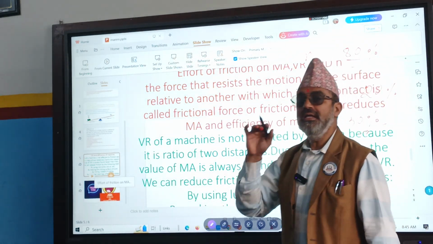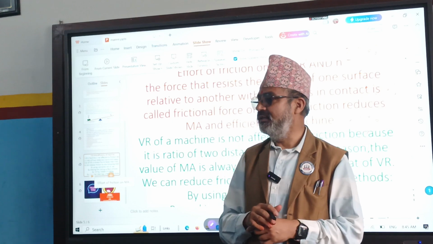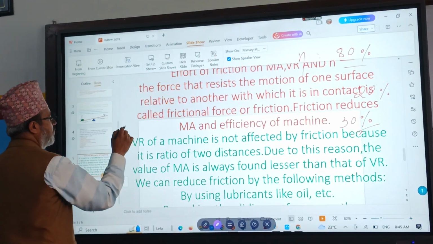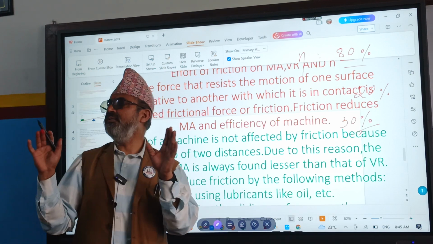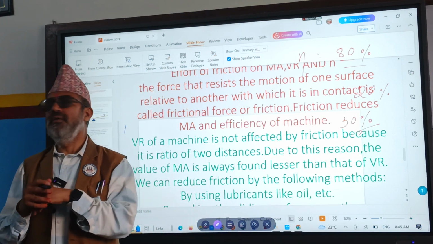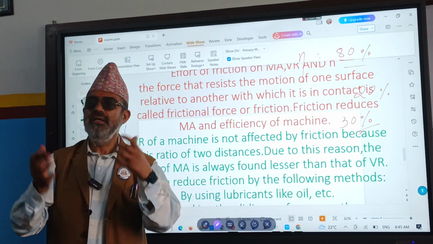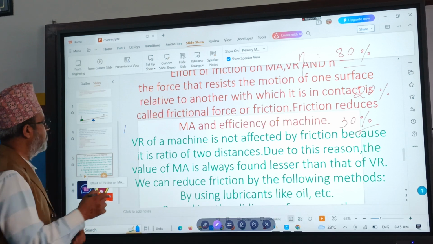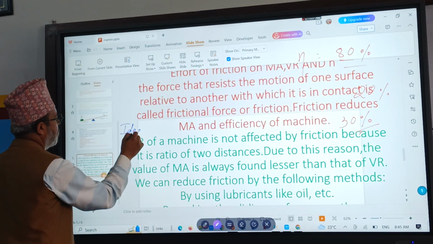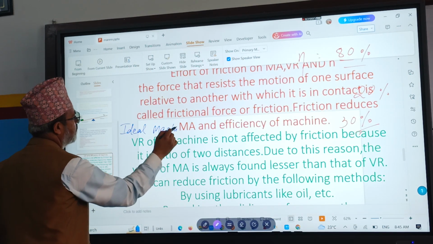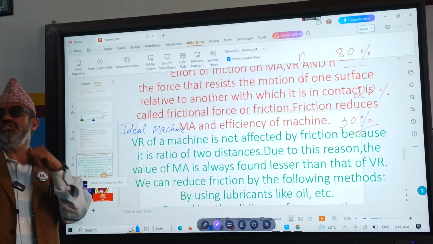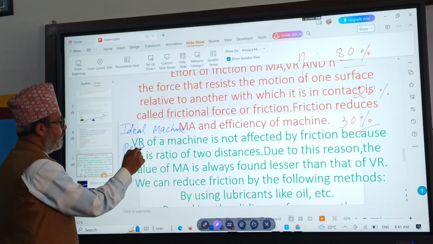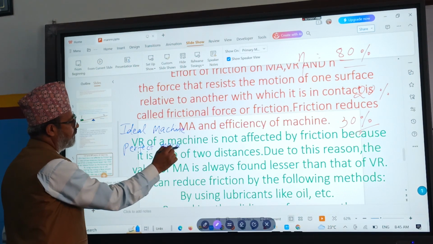And if the machine has 100% efficiency, what do you call that machine? That is an imaginary machine only. None of the machines has efficiency more than or equal to 100%. But if we imagine the efficiency of a machine is 100%, then what is it called? Ideal machine. The machine whose efficiency is 100% is called an ideal machine, or what is that? Perfect machine.